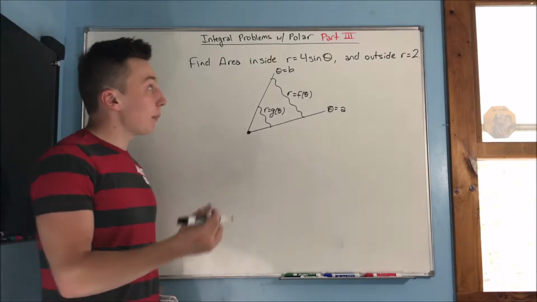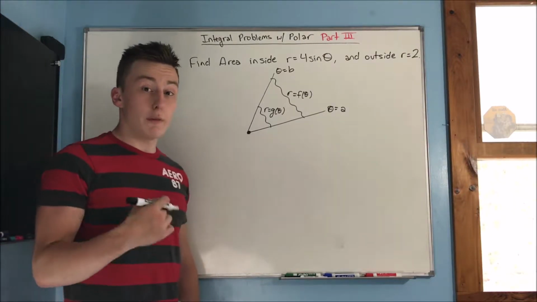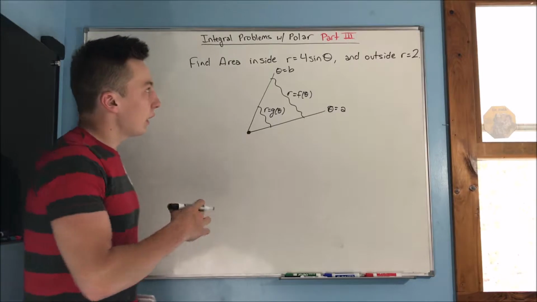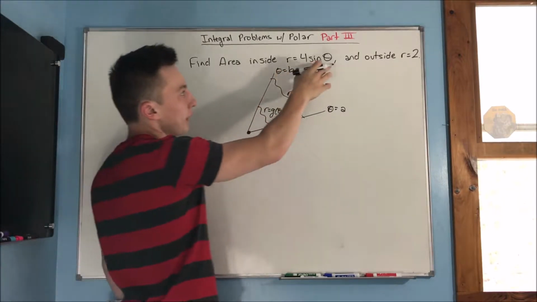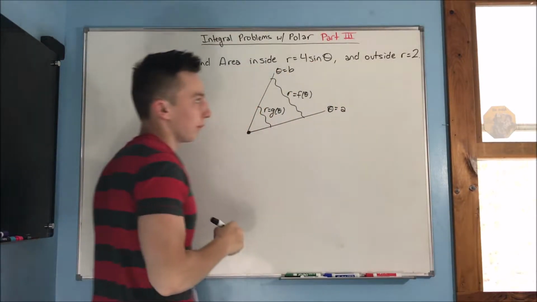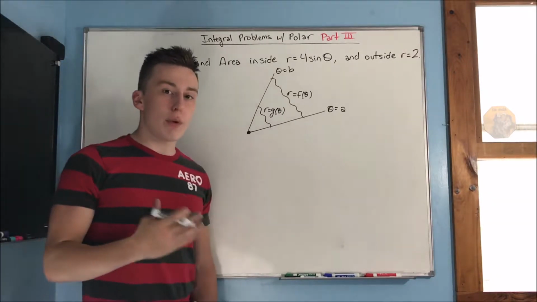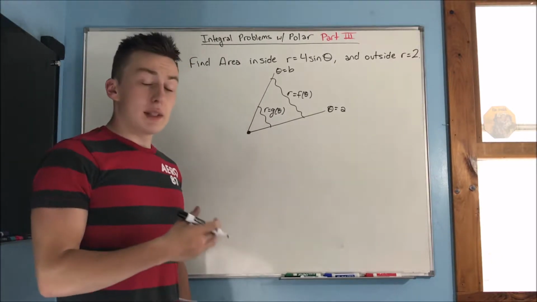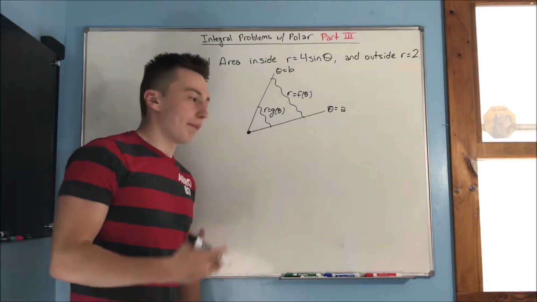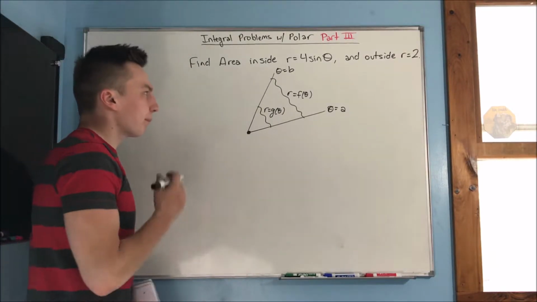Alright, so this is going to be part 3 of integral problems with polar. Now you can see here, this problem is asking us to find the area between two curves. And we haven't done that yet with polar, but we've done that with other functions. That was the beginning of Calculus 2, actually. That was one of the first things that we did.